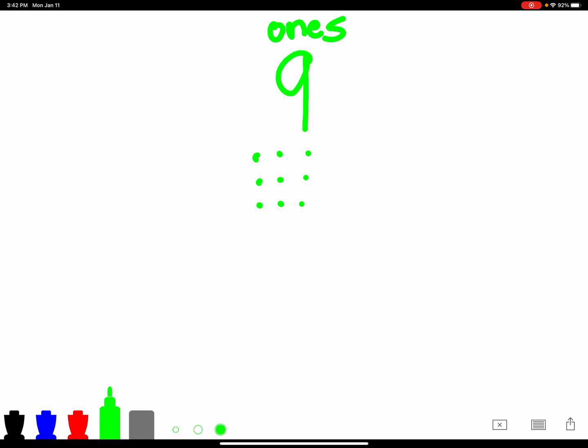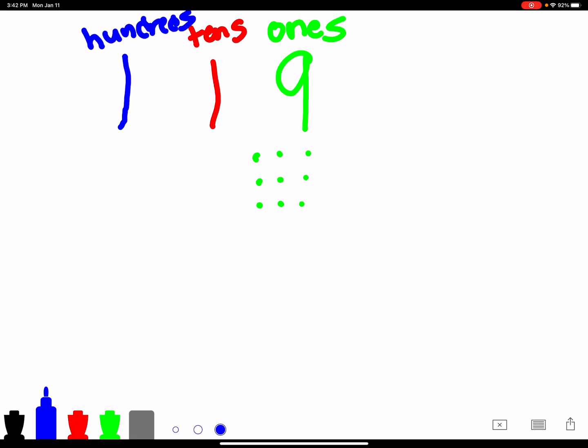But what if I was to put a 1 in front of that 9 and make that number 19? Now, since this is greater than 10, this is the tens place. Okay? And then what if I was to do another 1? So we have 119. The blue is going to make that the hundreds place. So we have the hundreds in the blue, we have the red in the tens, and we have the green 9 as in the ones place.